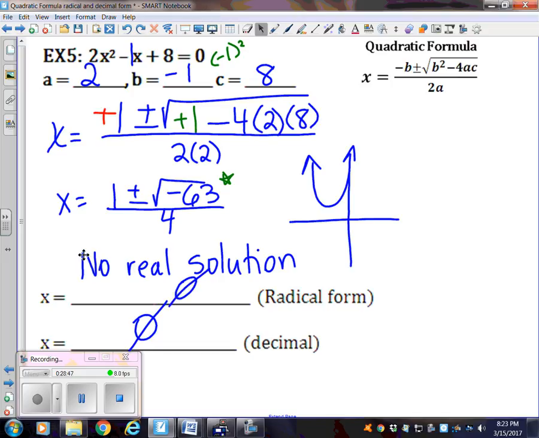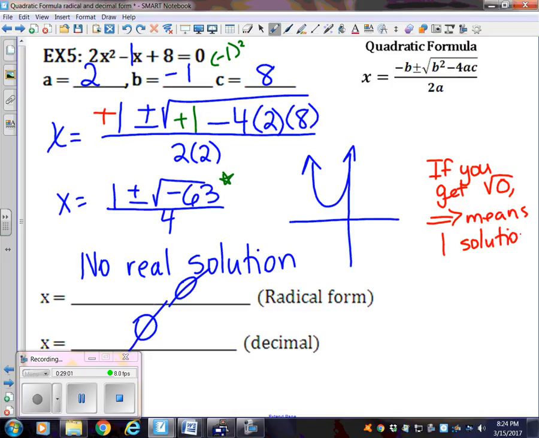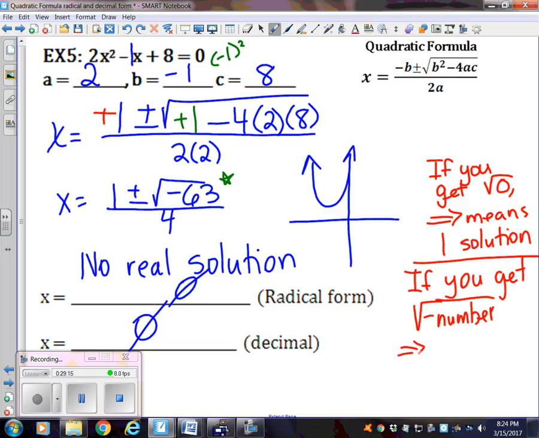So if you get the square root of 0, that means one solution. All right? If you get a square root of a negative number, that means no solution. All right, so you have seen the scenarios of what it looks like with the quadratic formula.